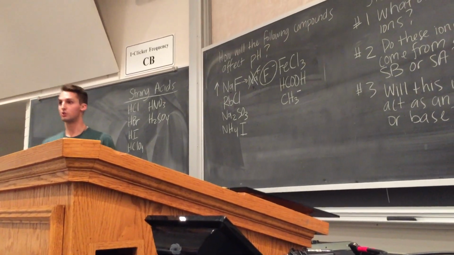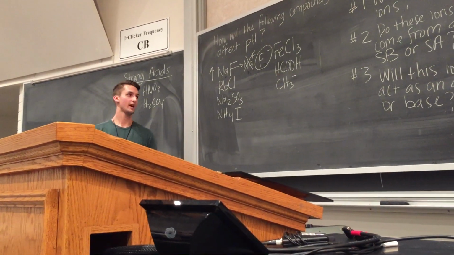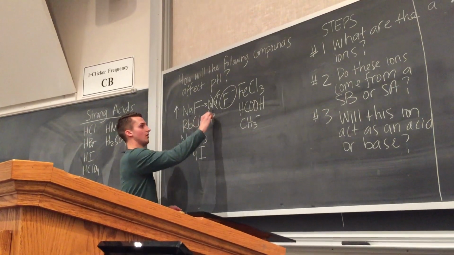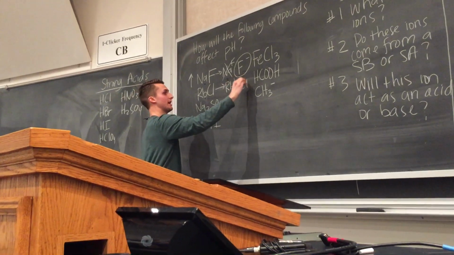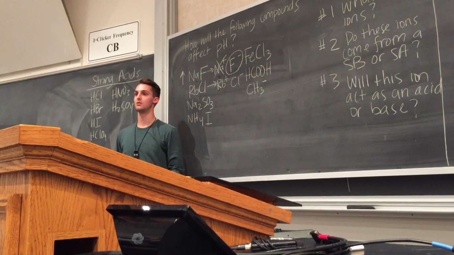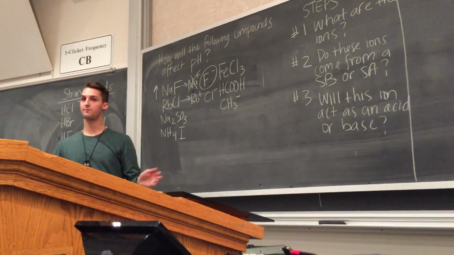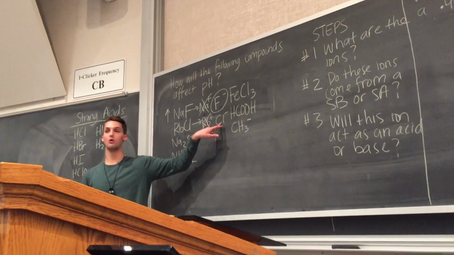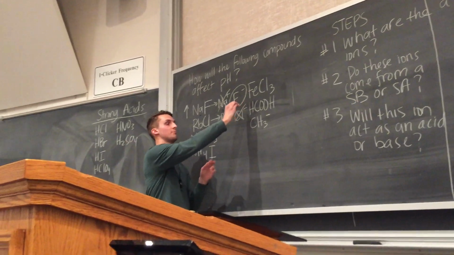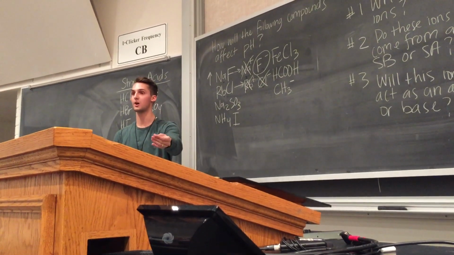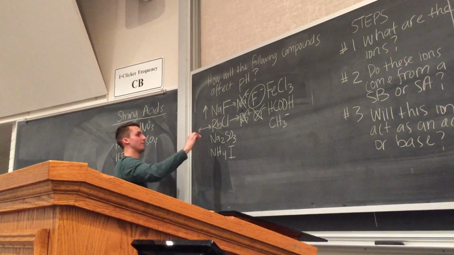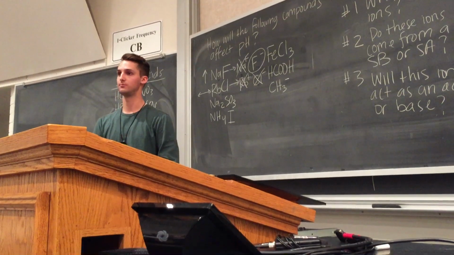Okay, let's do the next one. Rubidium chloride. Okay, Rb. So what's the first step? What are the ions? Rb plus and Cl minus. Rb plus, does this come from a strong base or a strong acid? Comes from a strong base, so not going to affect the pH. Just cross it out. Chloride, does this come from a strong base or a strong acid? Comes from a strong acid, not going to affect the pH. If I put this salt in water, it's not going to do anything to the pH. It's just going to stay neutral. Okay, so we'll just make a side arrow for that one, just stays neutral.